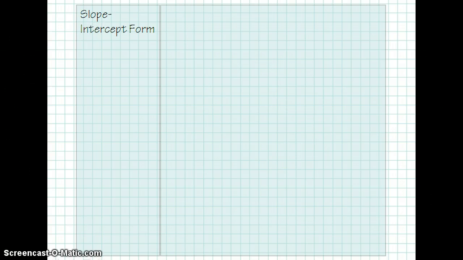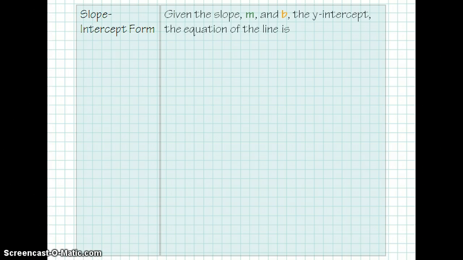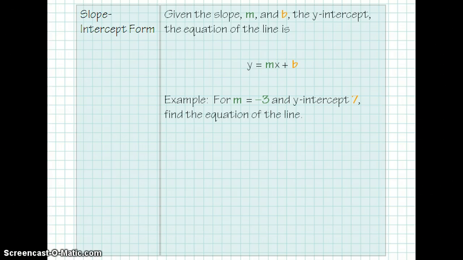Okay, the other version is called slope-intercept form. If you're given the slope and the y-intercept, the equation of the line is y equals mx plus b. So for example, if m is negative 3 and the y-intercept b is 7, then the equation of the line would be y equals negative 3x plus 7.